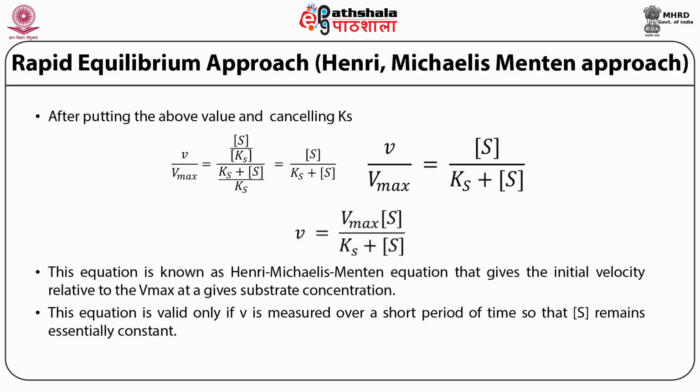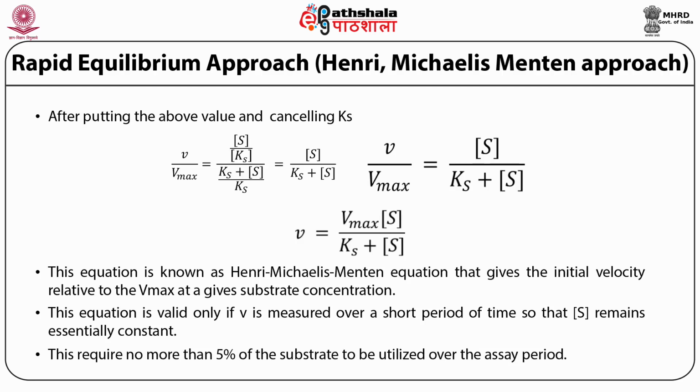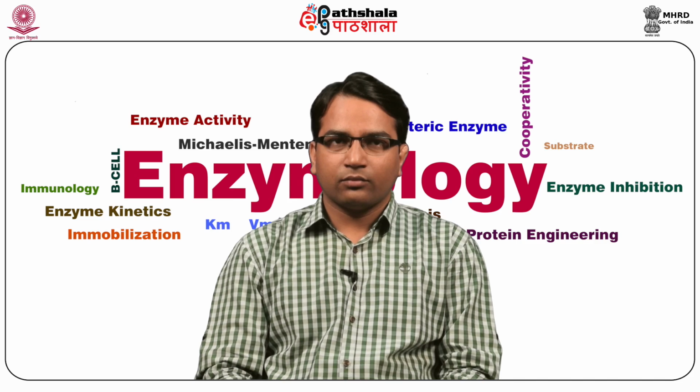That means you have to perform this experiment multiple times, and this requires no more than 5% of the substrate to be utilized over the assay condition. So this Michaelis-Menten equation is the first equation, which is based on the rapid equilibrium approach. It is derived by Henri Michaelis and Menten, and it is based on the assumption of an equilibrium approach.